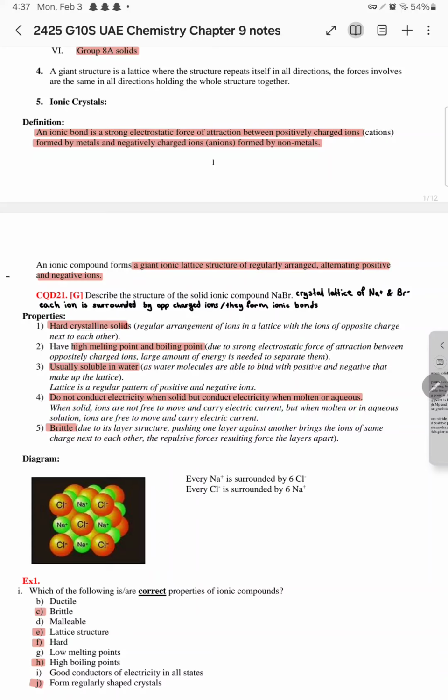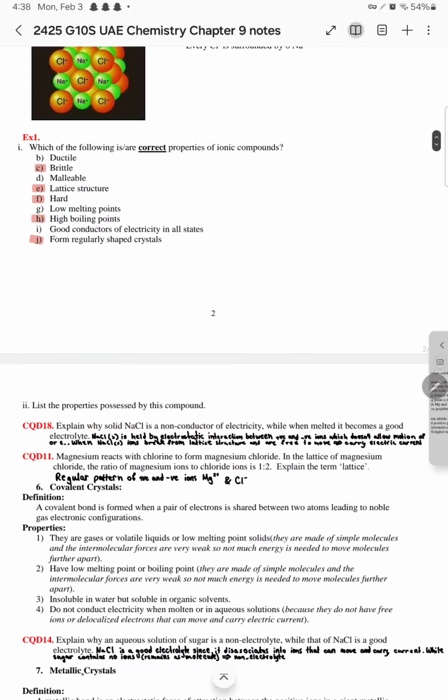They're brittle because they're made out of charges. When you move them on top of each other, if you had plus, minus, plus, minus, plus, minus, and you move it, you're going to have minus, minus, and then the plus here, the minus here, and another plus here. These two are going to repel, these two are going to repel, so they're going to break apart easily. That's why they're brittle. Now, here we have which of the following are correct properties of ionic compounds. They're brittle, they make a lattice structure, they're hard, they have high boiling points, and they form regularly shaped crystals.